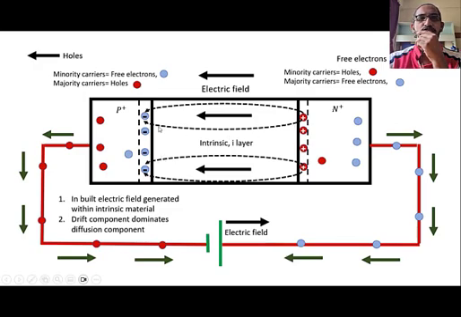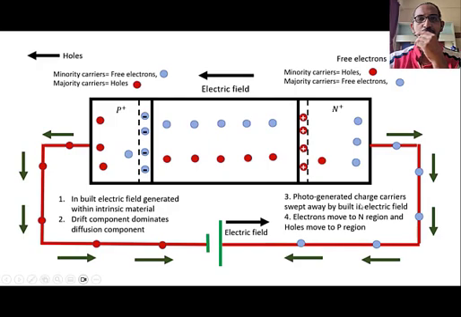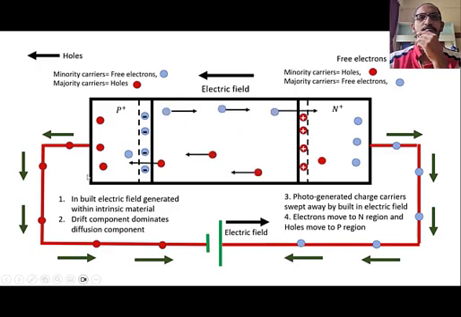This configuration results in drift component dominating over the diffusion component. After the electron hole pairs are generated, they are swept away by the built-in electric field formed by the barrier potential within the depletion region. This causes the electrons to move to the N region and the holes to move into the P region, which are then attracted to the positive and negative terminals of the batteries respectively.